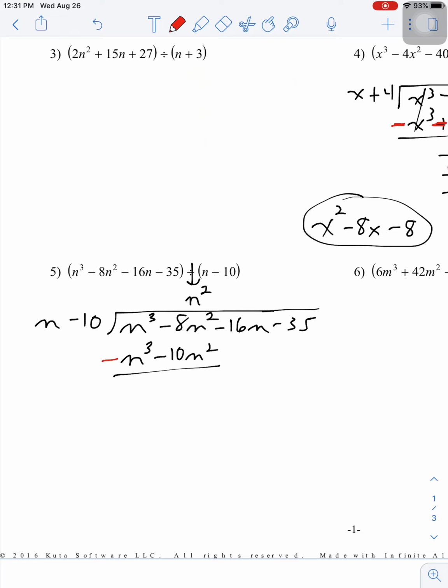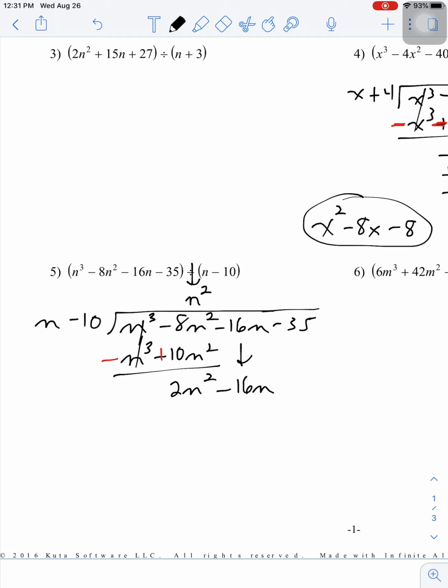Then we subtract. And again, yesterday I went through and explained to you that technically you're distributing that negative sign in. So the n cubes drop. A negative 8n squared plus 10n squared gives you 2n squared. And we bring down the negative 16n.